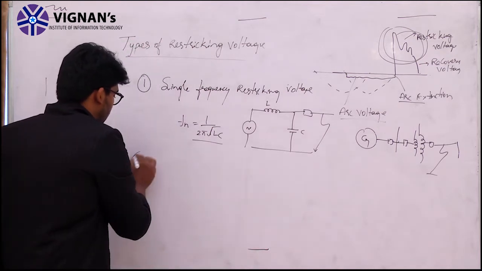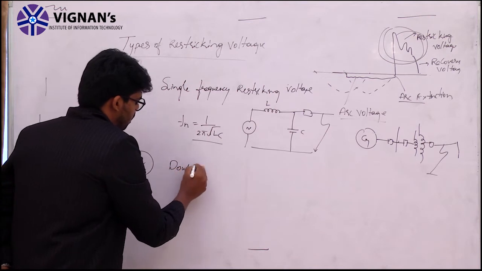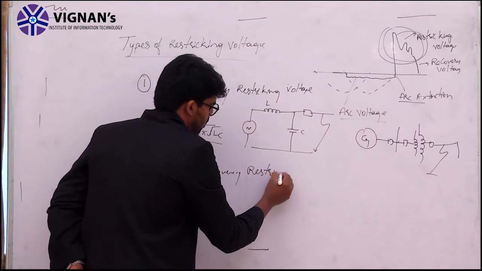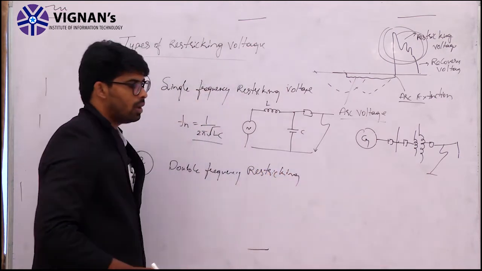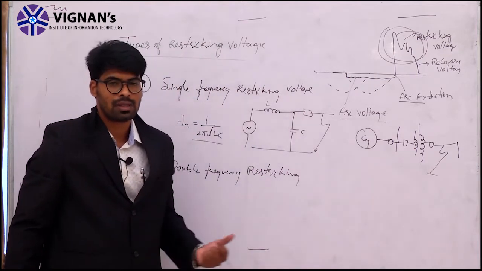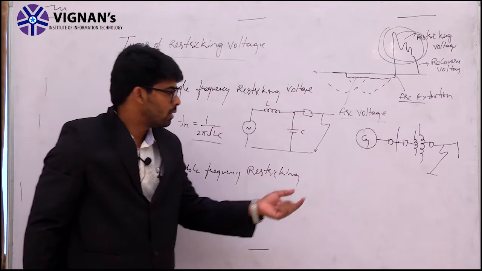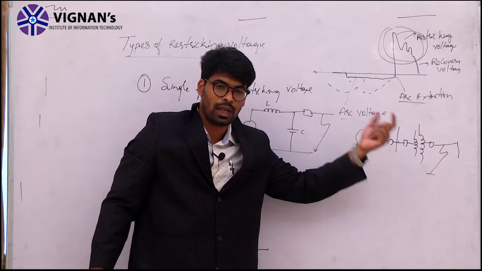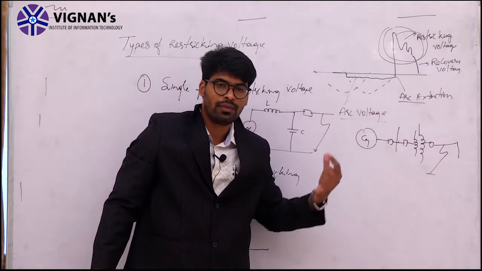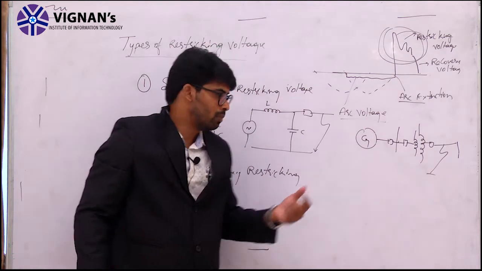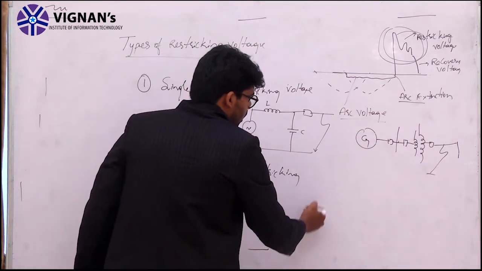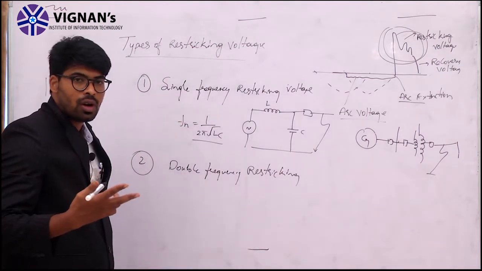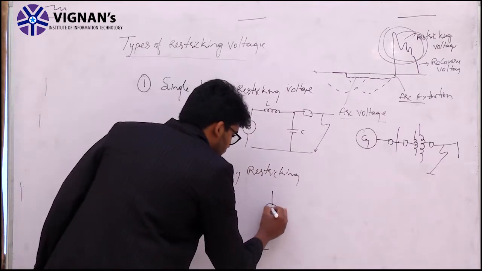Now the second type is double frequency restriking voltage. In general, the power system is huge and large, so we don't always have the condition that the fault occurs right here. The fault may occur anywhere along the lines. In those cases, we'll have different frequencies acting across the circuit breaker. For example, if a fault occurs in the middle of the line, we have two frequency components, modeled in the form of a circuit like this.